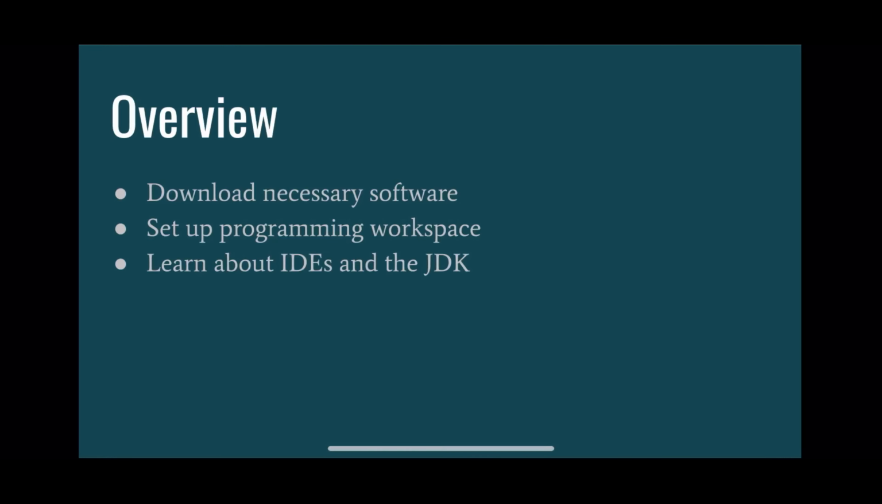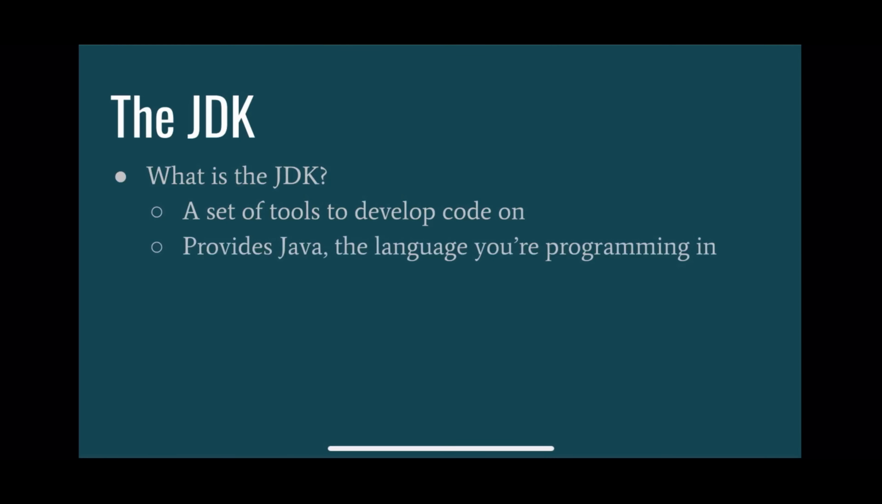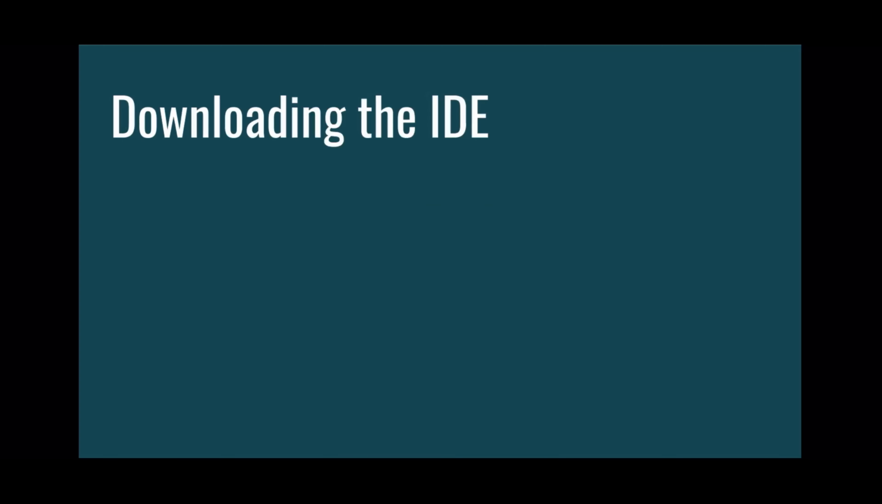Now we will also learn what the two things that we're downloading are, which are an IDE and a JDK. First, we're going to learn about the JDK, or the Java Development Kit. Now you might be wondering what the Java Development Kit is, and it is essentially a set of tools to develop code on. It also provides Java, which is the programming language that we are going to be using for the remainder of this course. However, keep in mind that there are plenty of other programming languages that you can learn.